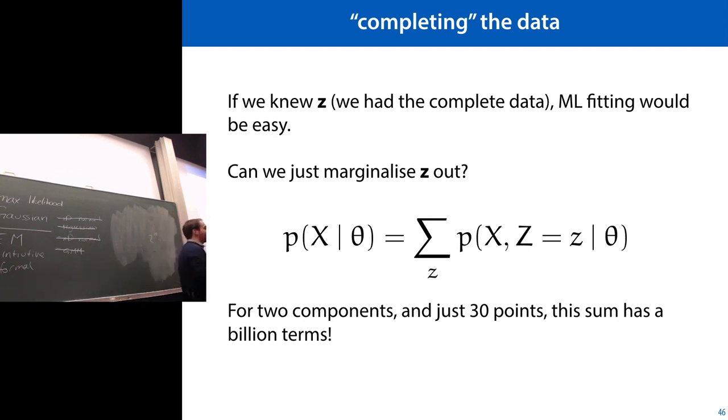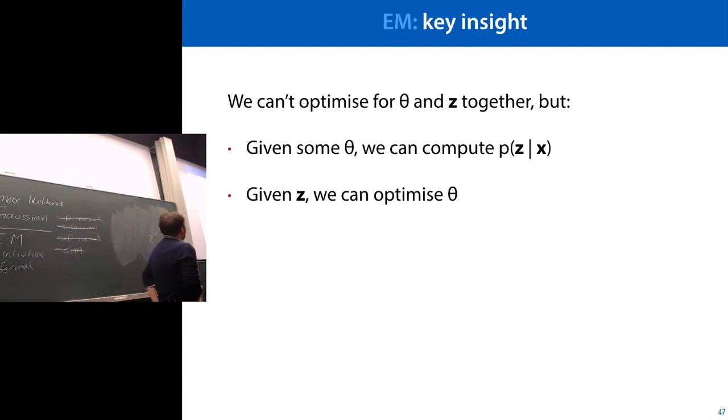Well, we've already seen that we can't work out an analytical solution. We can work out the gradient, but we can't set it equal to 0 and rewrite it to get an analytical solution for the parameters. So we use the EM algorithm, which works from this basic insight. We cannot do this marginalization because we cannot optimize for theta and z together. Theta is just one symbol that stands for all the parameters of our model together. So inside this theta are our component weights, the component means, and the component sigmas. And z are which component generated each data point.